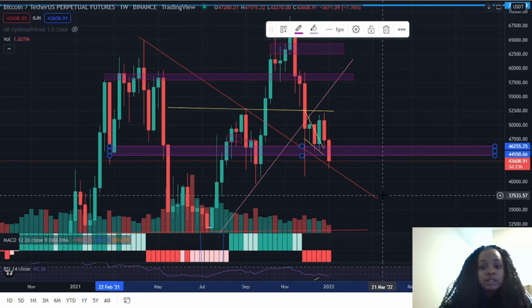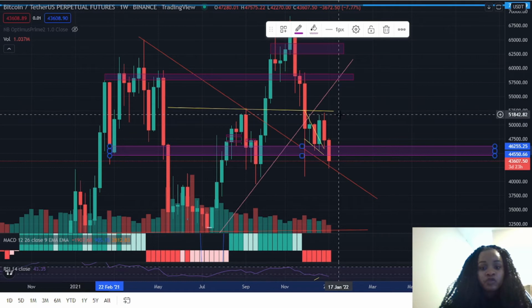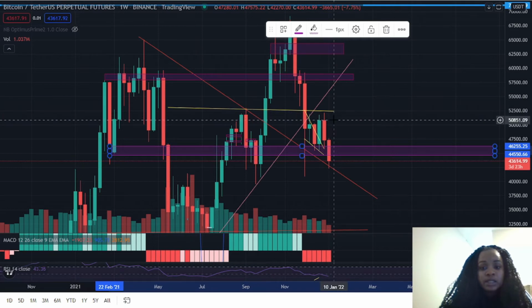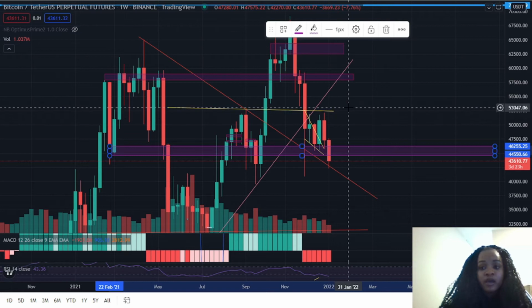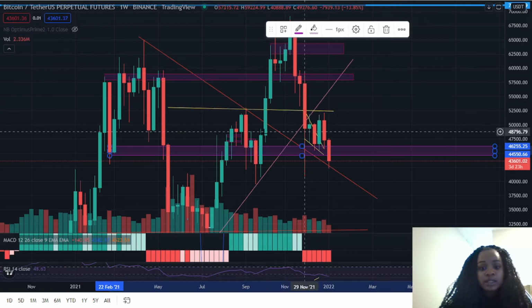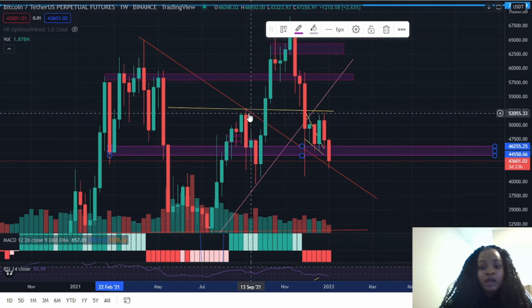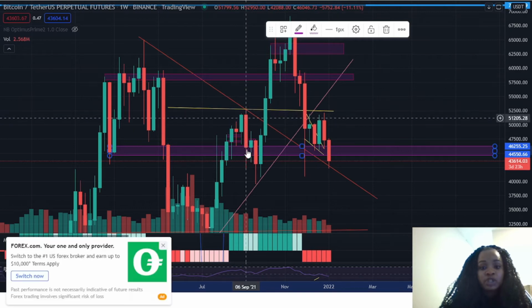And then resistance on the weekly, there's actually quite a few here. So the first resistance that I see is right here between 50,500 and 53,000. That to me is a resistance, and I know this because we've had a few candles that have gone to that area and it just keeps getting rejected. It keeps going back down.